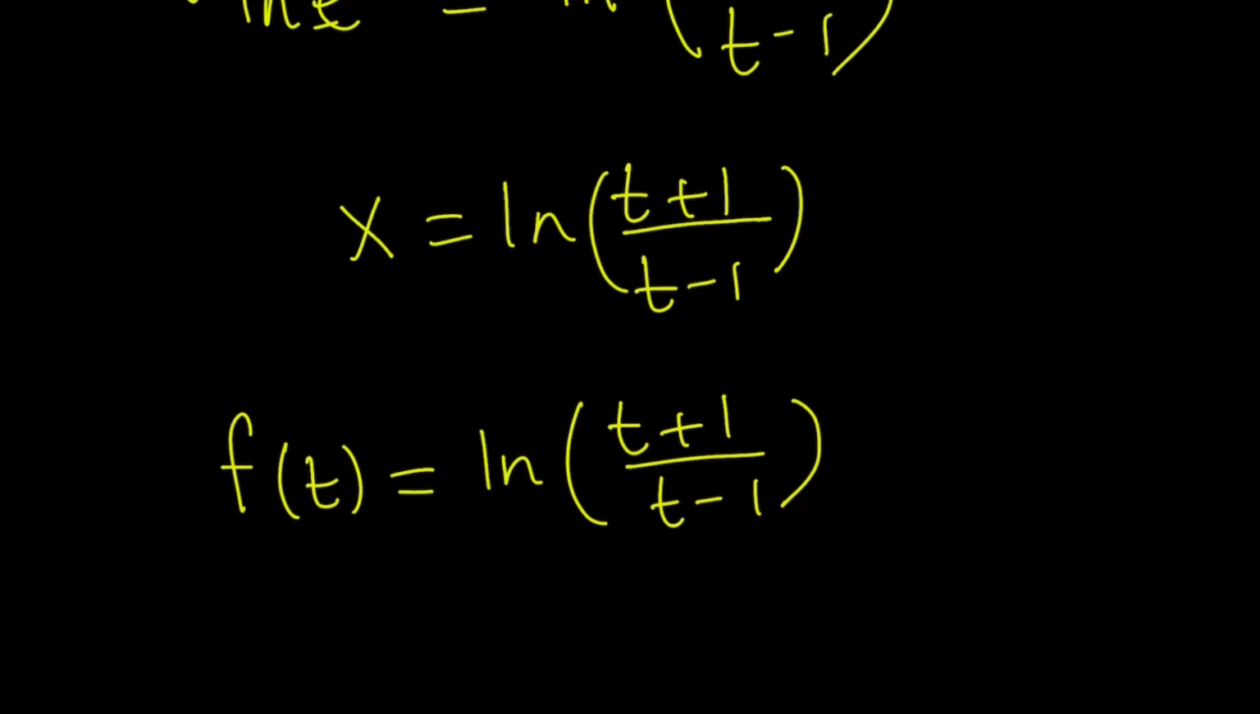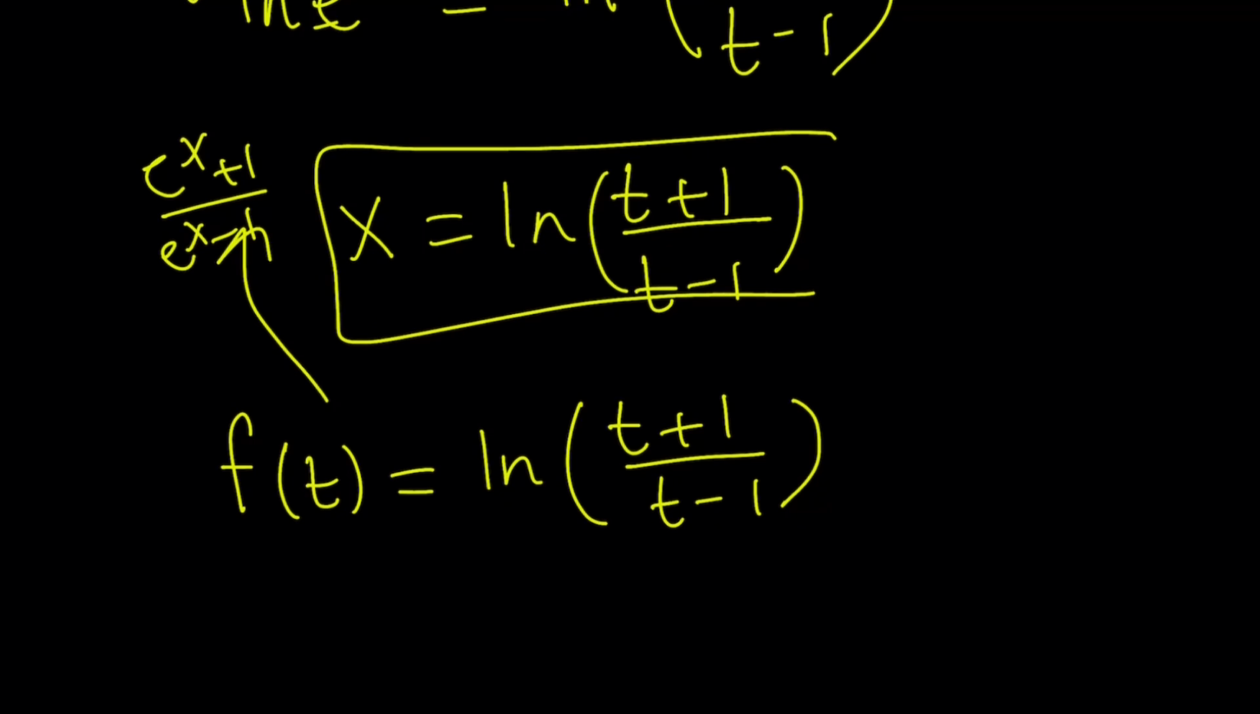Remember, t comes from e to the x plus 1 over e to the x minus 1. And this gives us x equals this, and we plugged it in here because we had x on the right hand side. Make sense? Okay, great.